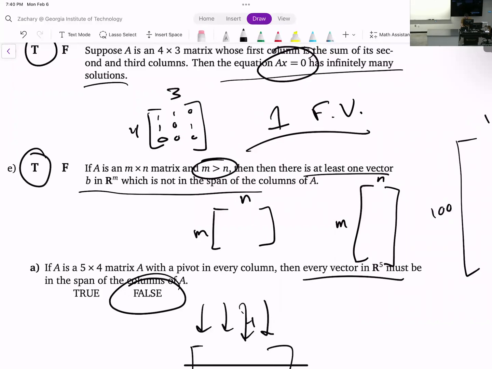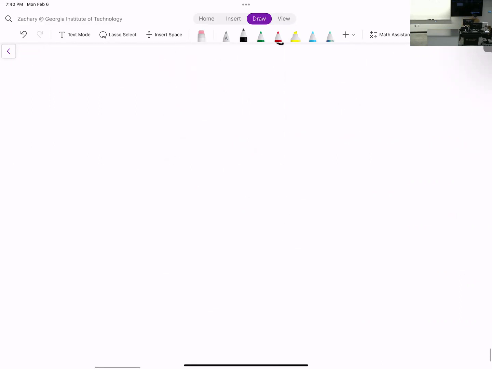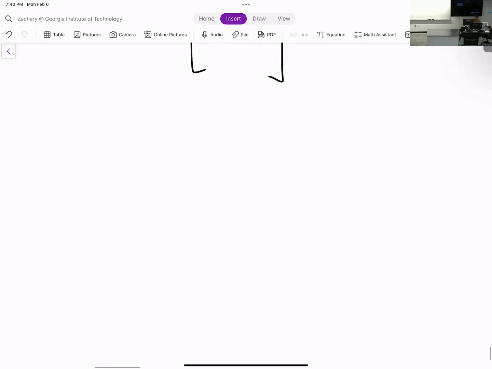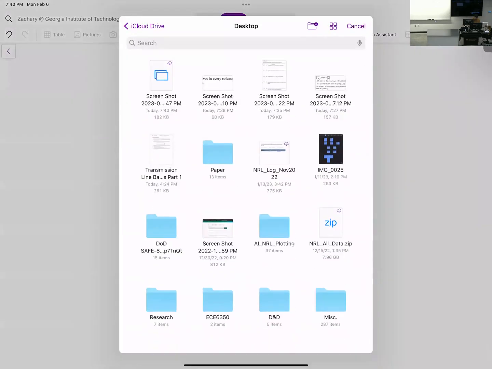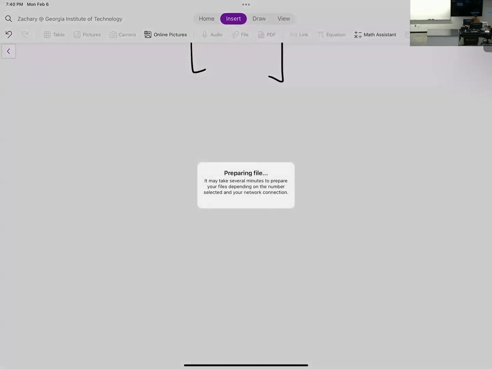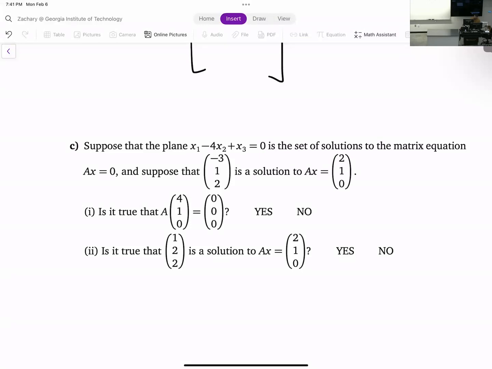Jesus Christ. Problem 3, part C. Okay. This is a really good one. So this is actually talking about... yes. I believe this is the question. This one? Cool. This one sucks. But you should be able to do this, okay?